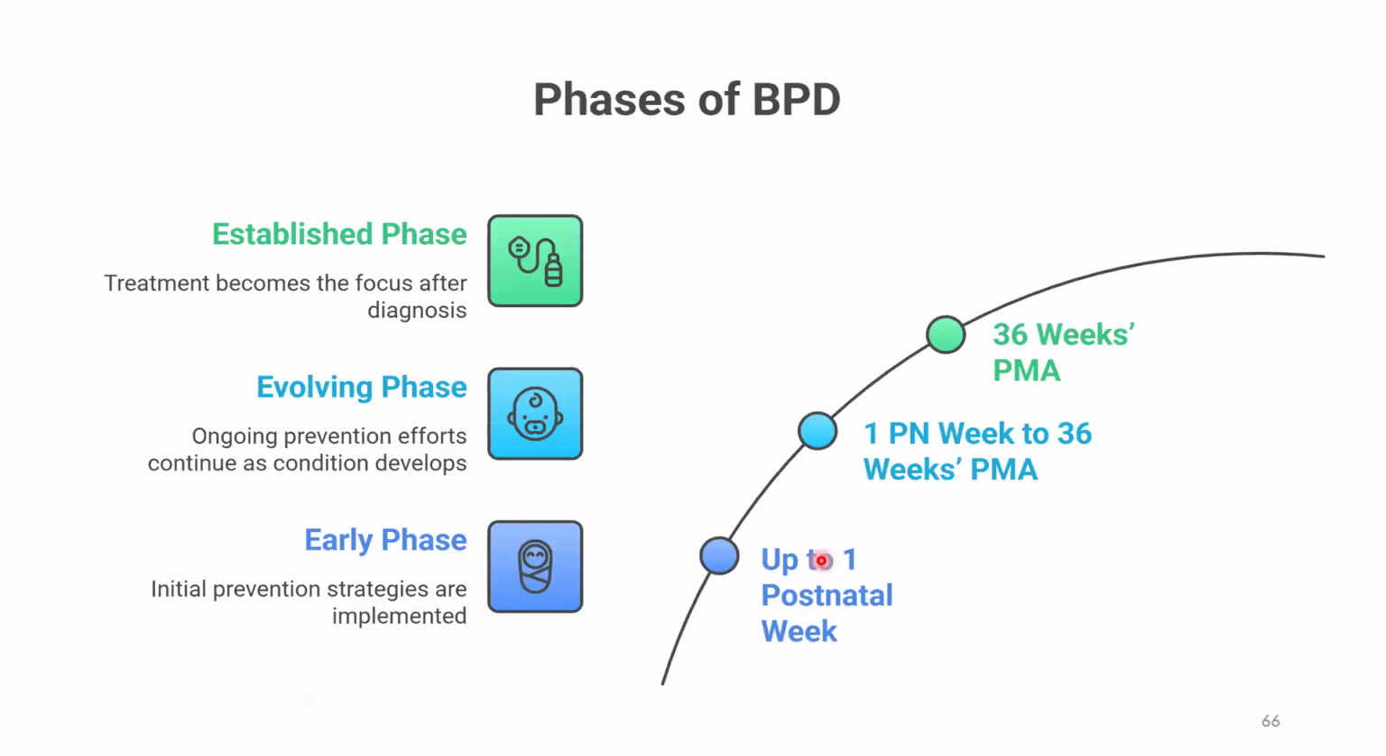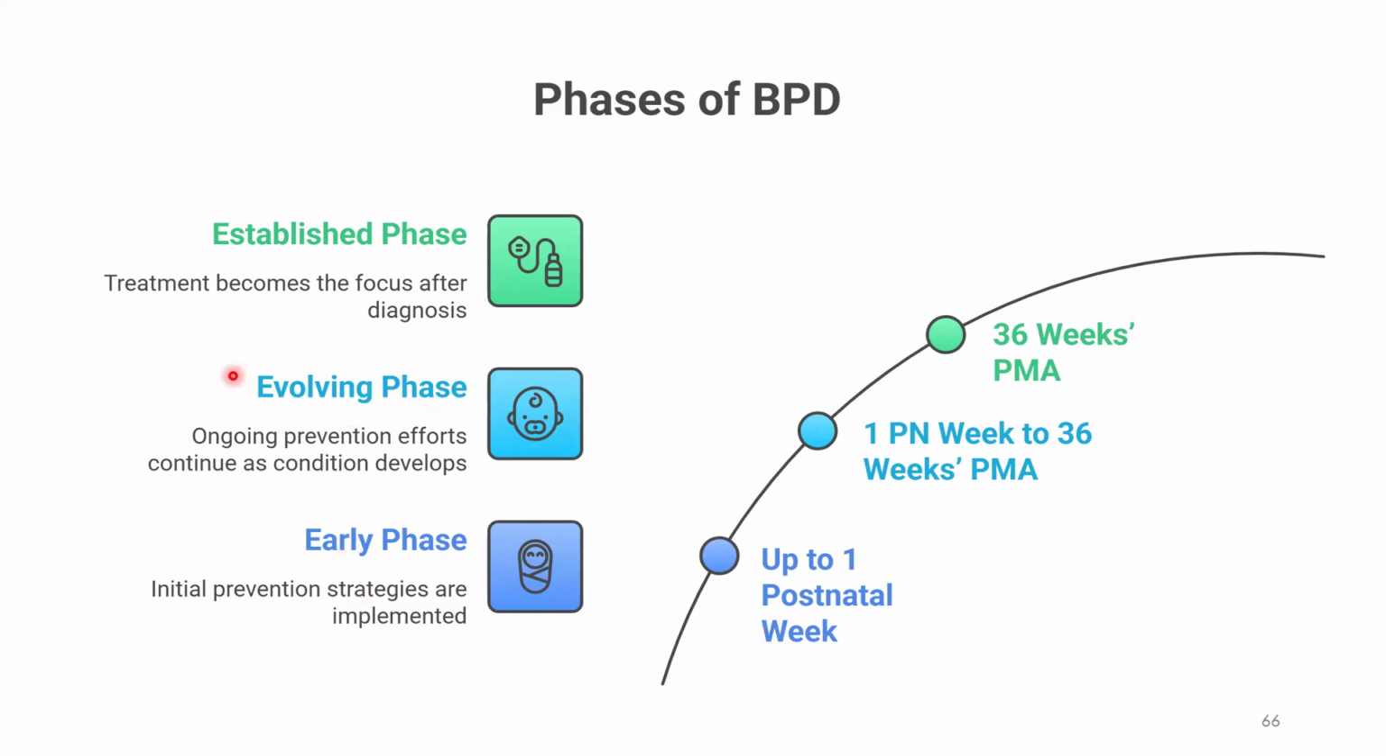If you see the phases of BPD, they are early, evolving, and established BPD. This phase of BPD is very important, because whenever we are ventilating a baby in the early and the evolving phase of BPD, the first 1 week is the early phase, and 1 week to 36 weeks is the evolving phase. We can diagnose BPD by 36 weeks. Before that, we can't diagnose it. We can coin the term either early or evolving phase of BPD.